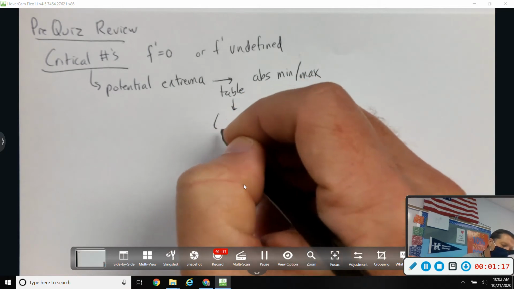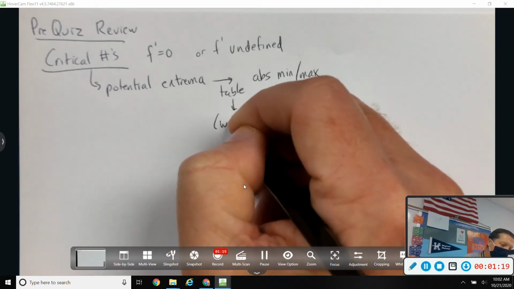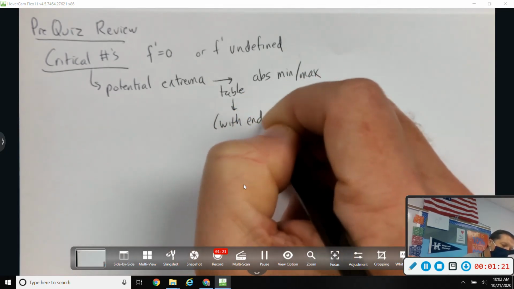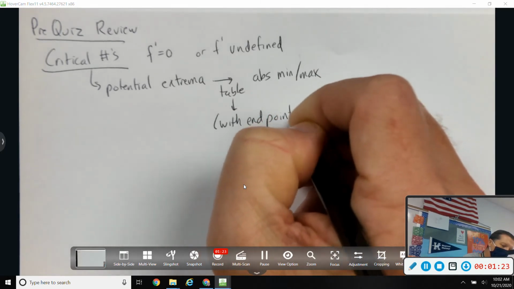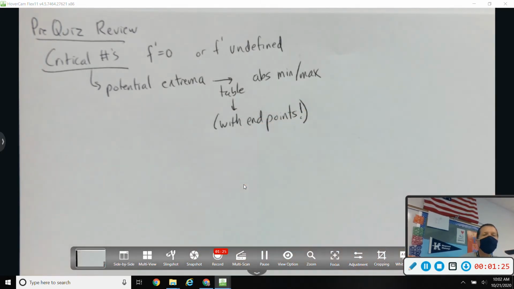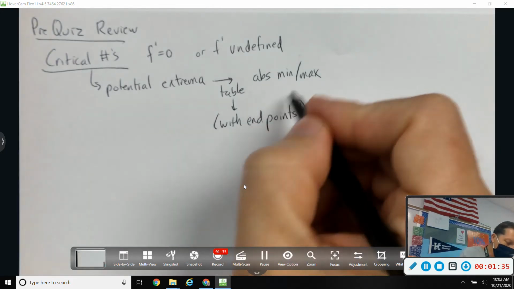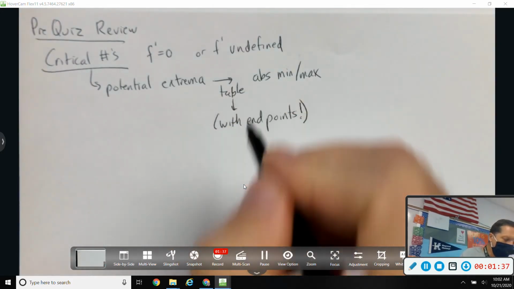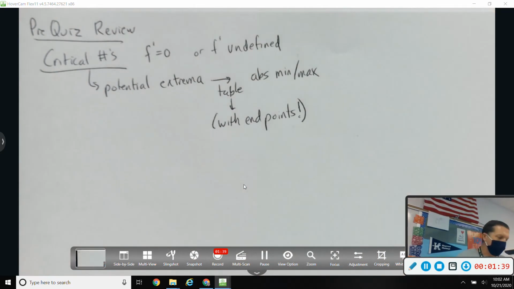Oh, almost forgot to say, when we do the table, we need to include the endpoints. What we did today didn't involve endpoints, it was just intervals. In fact, there weren't endpoints, we just went forever both directions. But for absolute extrema, usually we give you an interval, and so don't forget to include the endpoints.